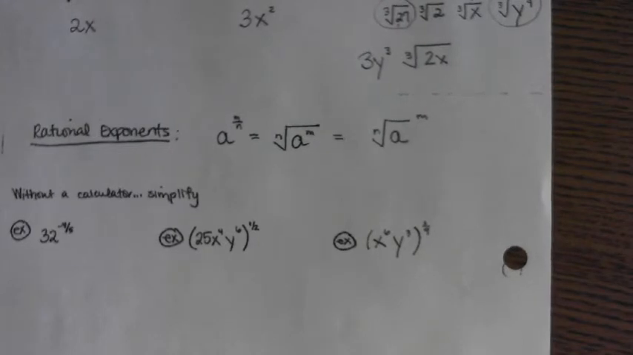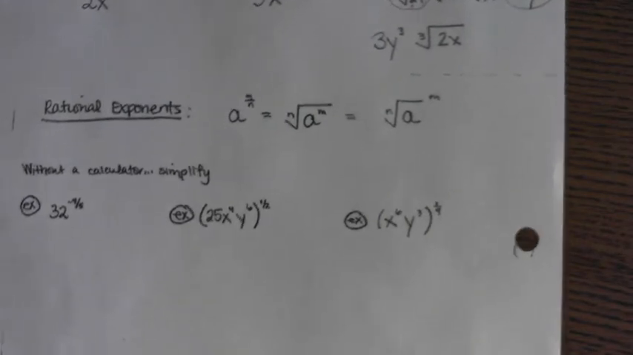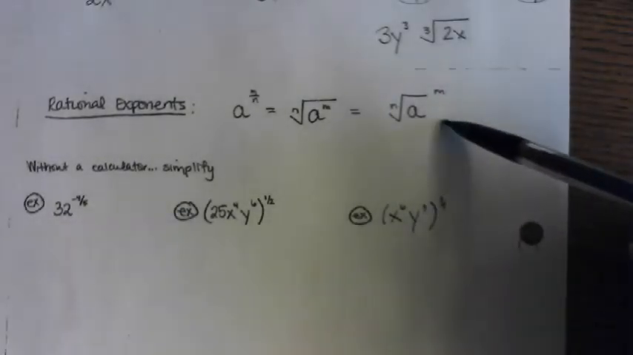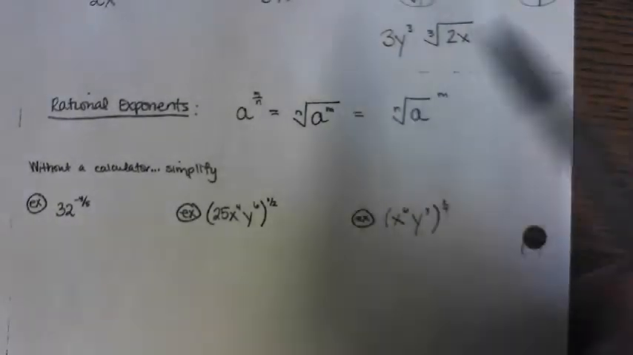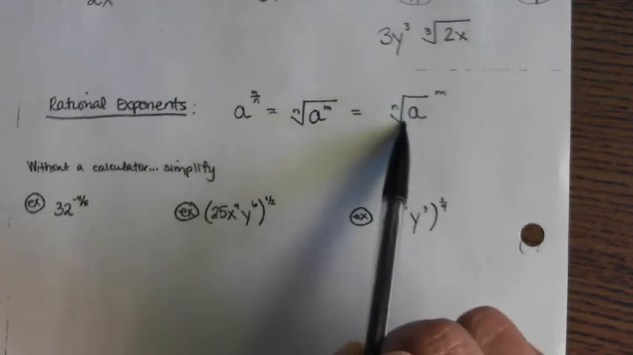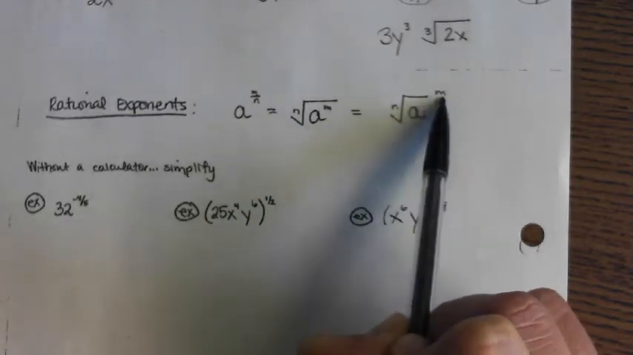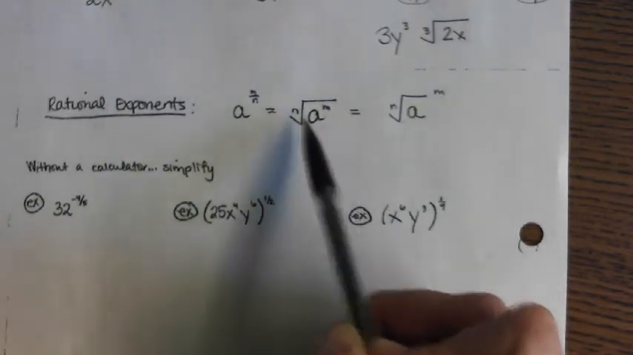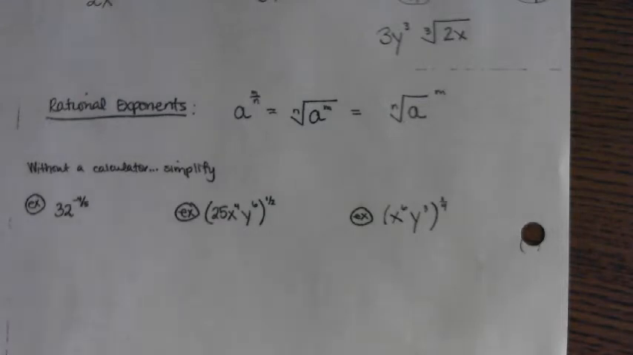Correct? Okay? In fact, if you're evaluating without a calculator, I actually recommend this because I would rather you shrink the base first and then raise it to a power. That's just going to be easier to do mentally than raising it to the power first, getting a gigantic number, and then having to take the root of it.